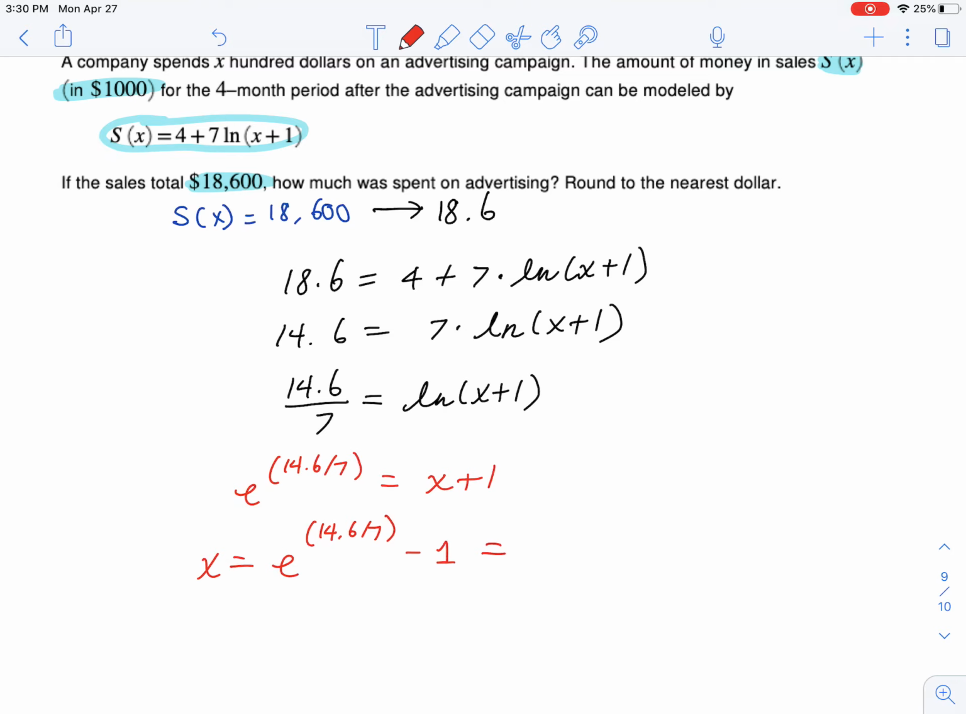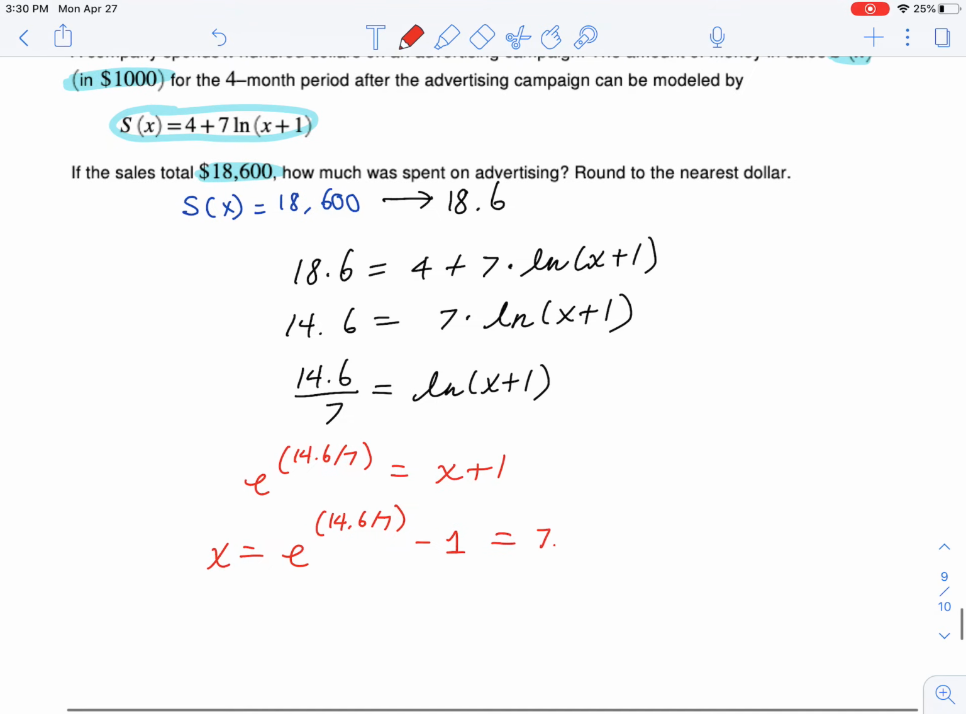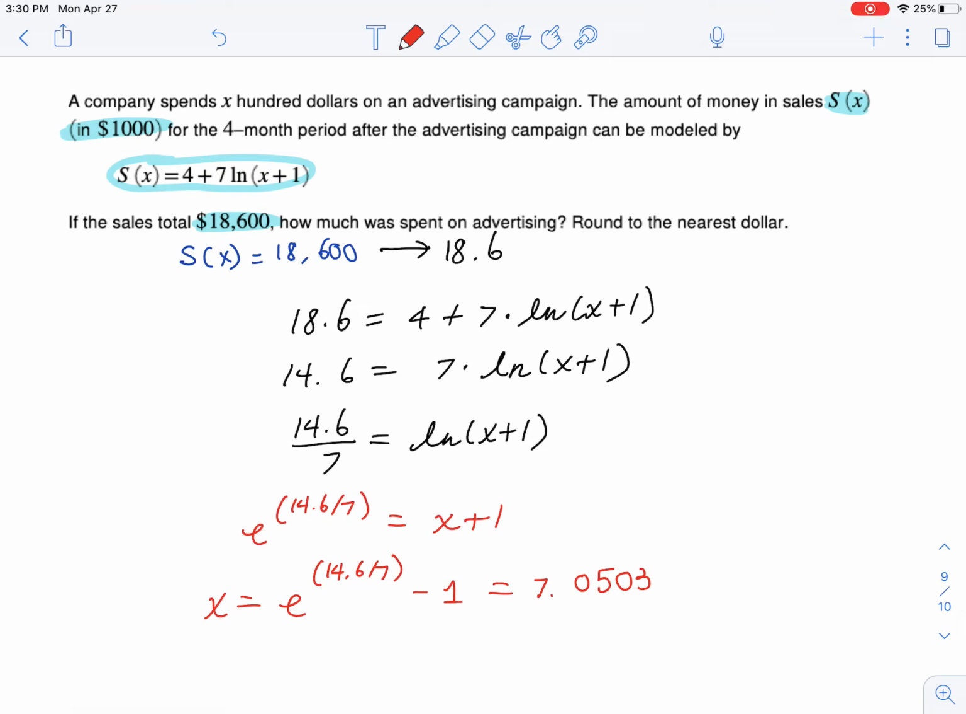So e to the 14.6 divided by 7. And if I subtract, oh no, I typed it in wrong. 14.6 divided by 7, and then if I subtract 1, I will get 7.0503. And let's see how they want you to round this. Round to the nearest dollar. No way they spent $7 on an advertisement. What was the unit for x? Let's see. x is in hundreds of dollars. Aha. So we do 7.0503 times 100, because x was in hundreds of dollars.